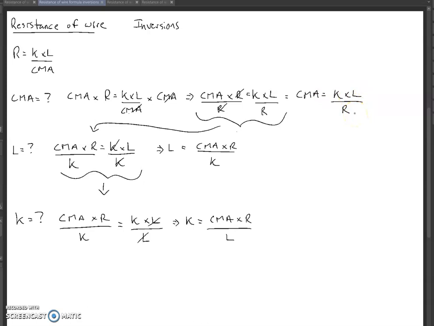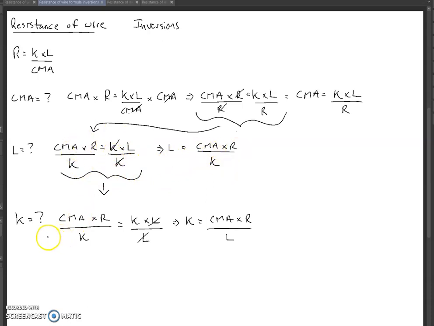Again, it's always good to play around with inversions. Use them as little formula manipulation exercises. That's why I put these up here. So what is L? We can start from right here: CMA times R equals K times L. We're looking for L. Get L by itself, cancel out, divide by, so we got L equals CMA times R.